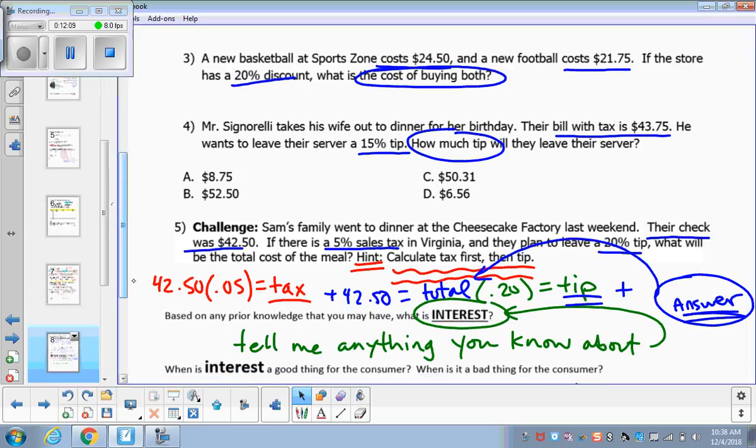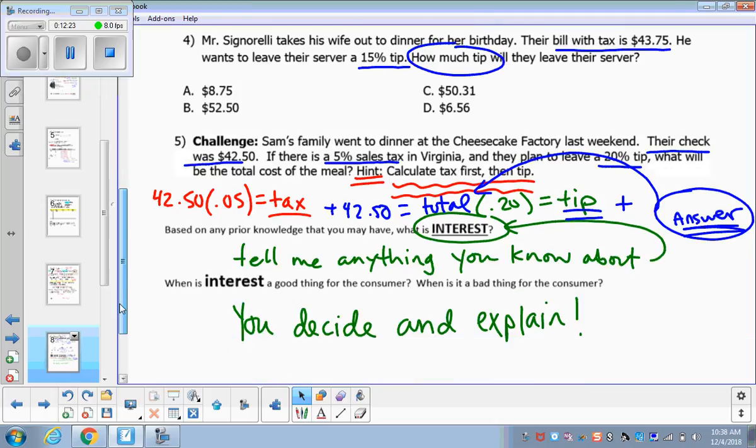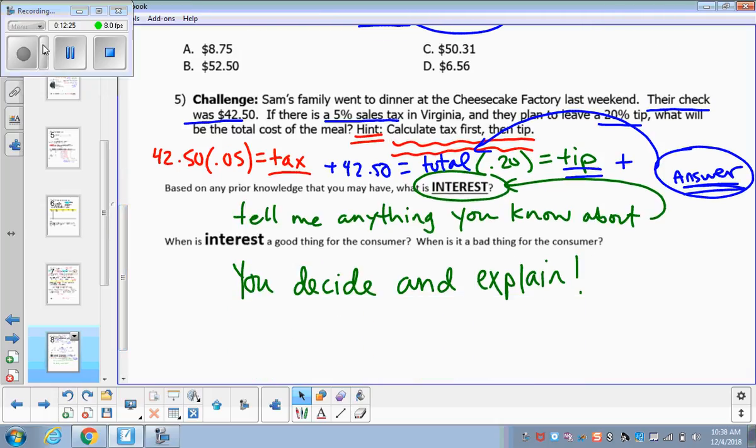Now that kind of takes care of the tax tip discount part of our consumer unit, where the percentages are going to be whole numbers. We are eventually moving to simple interest. Before you watch the next video on simple interest, I want you to decide, when is interest a good thing for the consumer and when is it a bad thing? At this point, you're done with these pages and there's going to be another video.